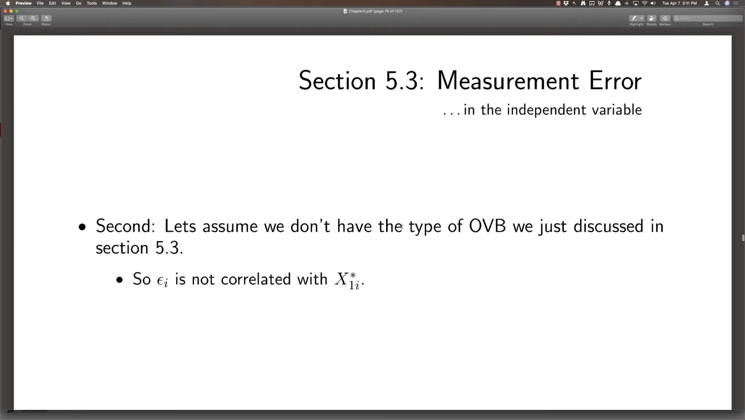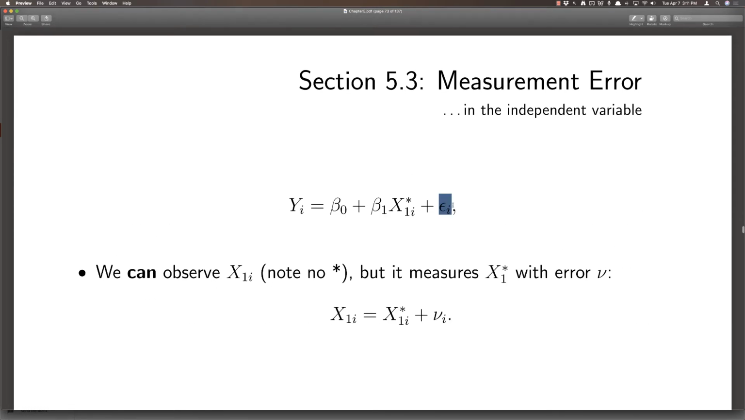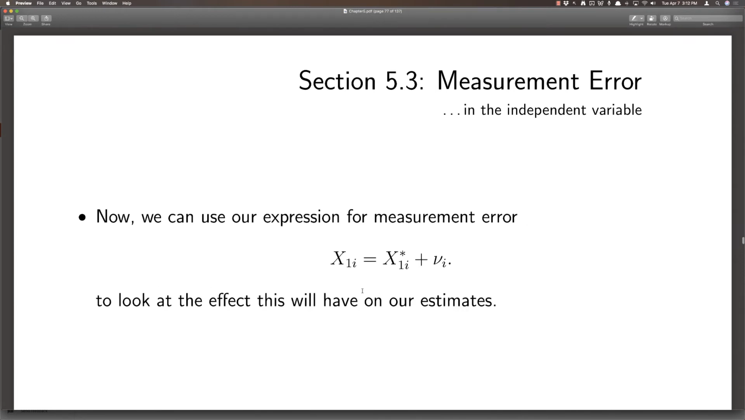So let's also assume we don't have omitted variable bias, as we just talked about. So E, the real error term, not the error term on the measurement, but the real error term in the model, is not correlated with X1. Just to remind you, this is the error term in the model. This is everything correlated with Y that is not X1 star, and this is the error term in terms of the correlation between X and X1. How related are they? So we don't have omitted variable bias. The error term is not correlated with X1 star.